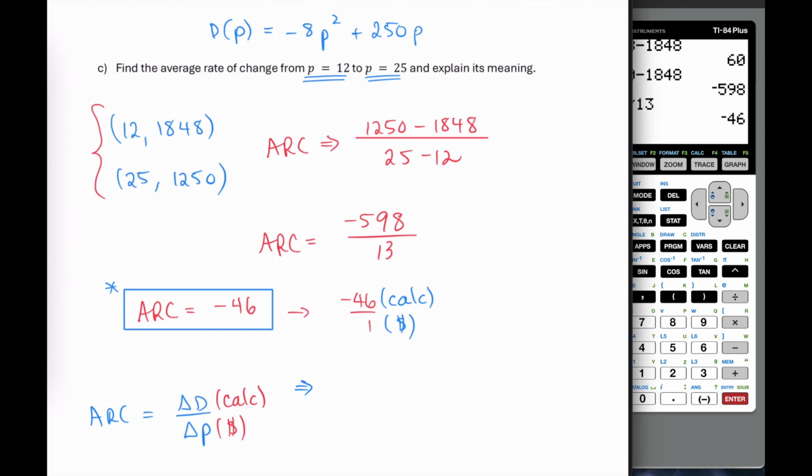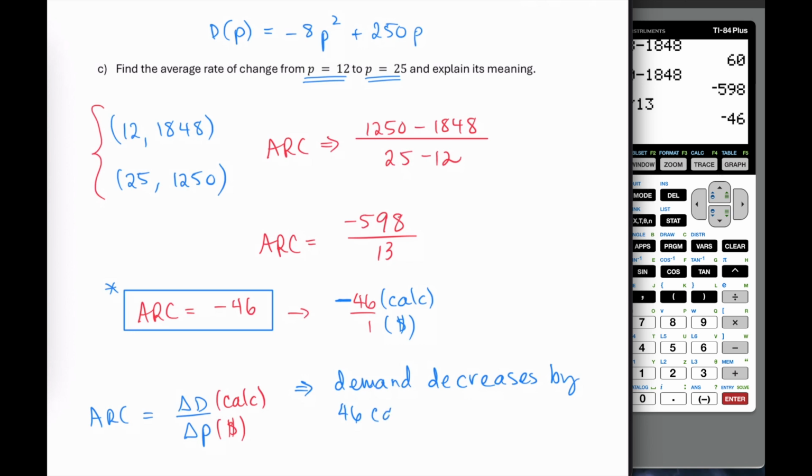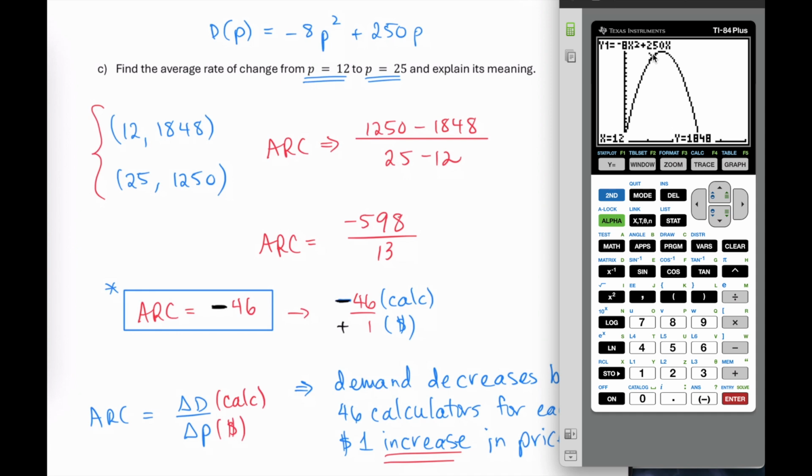This helps us to interpret our average rate of change to mean that the demand this time is decreasing by 46 calculators for each $1 increase in the price, because the average rate of change is negative. And that's because in order to get a negative average rate of change, and we've already declared that the demand is the negative quantity, then the denominator has to be positive so that the overall ratio is a negative quantity. Now let's come back over here to our graph. Remember, one of the points was 12 and 1848, and when we evaluate the demand at 25 as the price, we see that the other ordered pair is down here, and this time the slope between those 2 points would be negative.